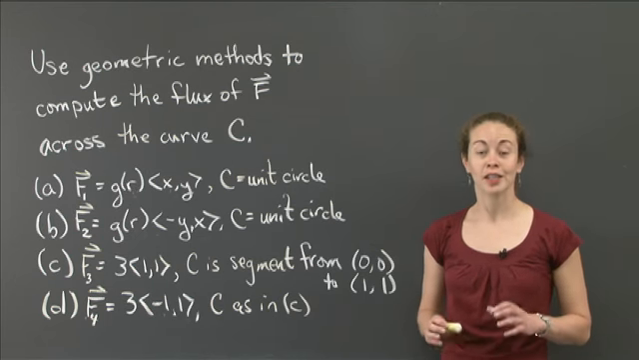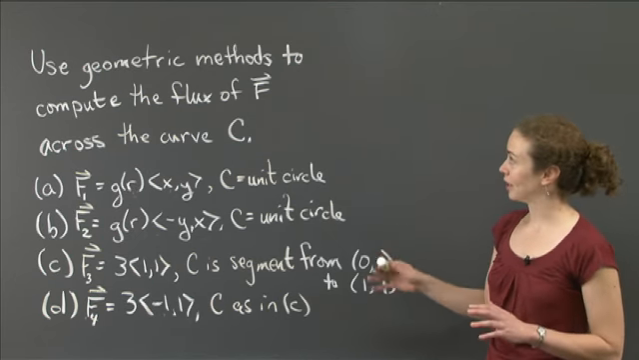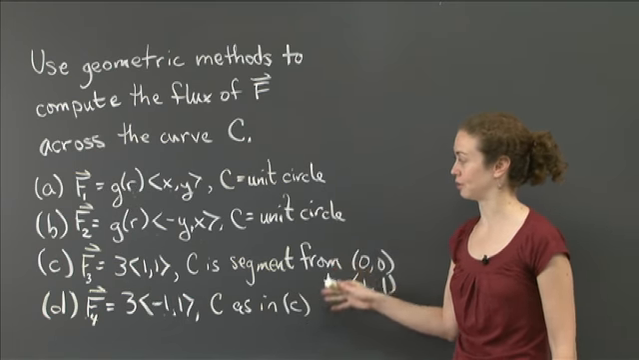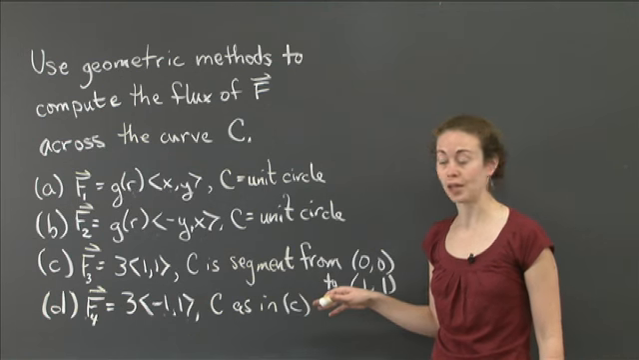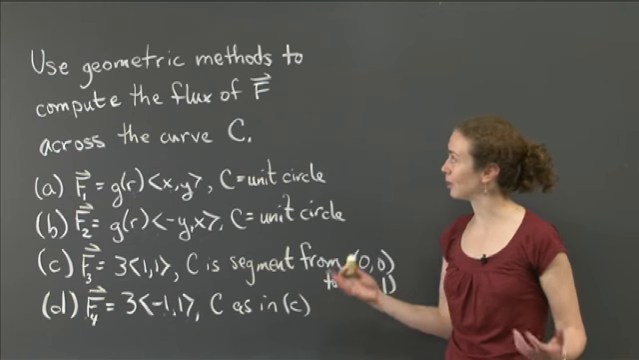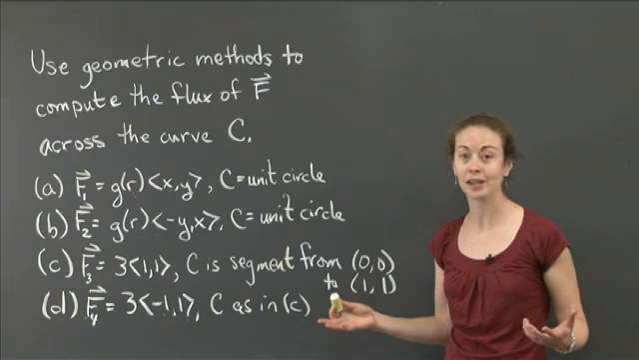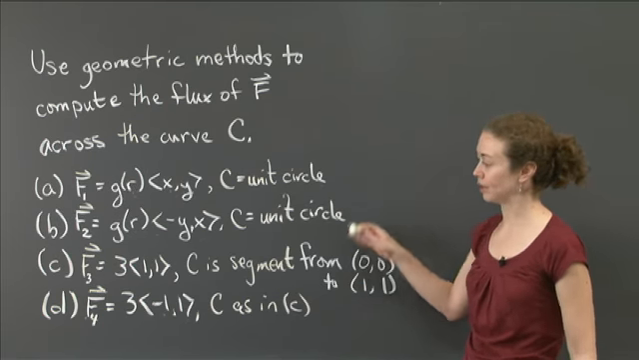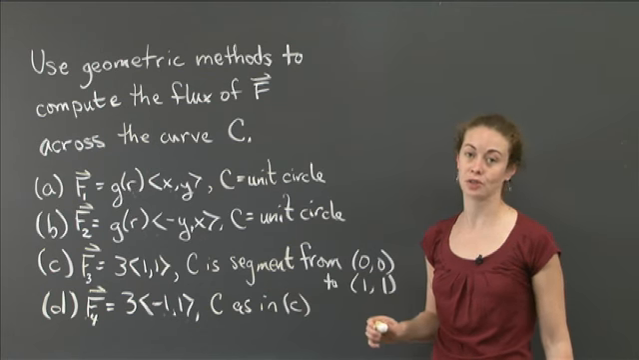Okay, welcome back. So I'm going to try and use my geometric intuition to understand what the flux is for each of these 4 vector fields along these 4 curves. So if I'm going to try and understand geometrically what's happening, it's always good to draw a picture. So I'm going to draw a picture that I'll use for A and B, and then I'll draw another picture later that I'll use for C and D.